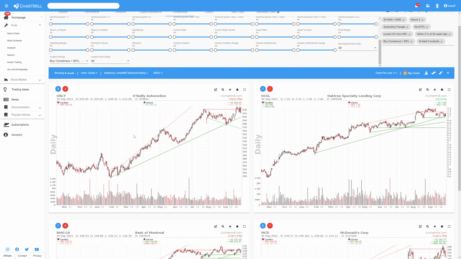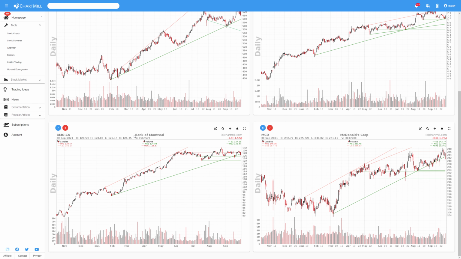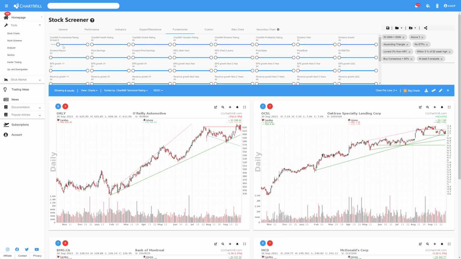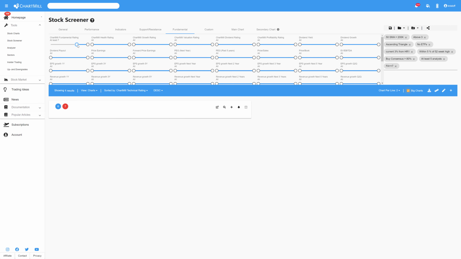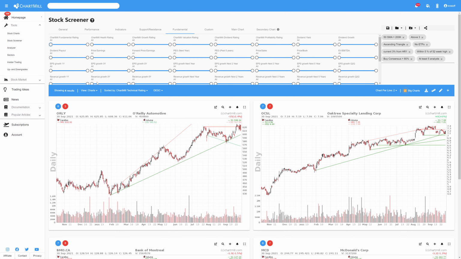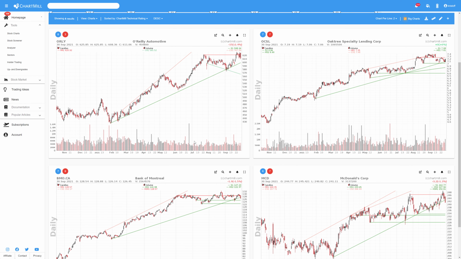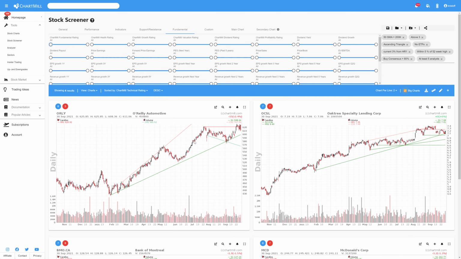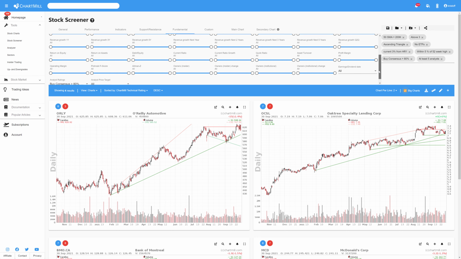In this way you can continue to fine-tune the selection. If I would further set a condition that the ChartMill fundamental rating must show at least a score of 7 out of 10, then only the McDonald's stock would satisfy all the set filters. To be clear, these results are in no way automatic buy or sell signals. But by using filters, ChartMill succeeds in showing you only the stocks that meet your selection criteria. And based on this selection and further analysis by yourself, you can then decide which stocks have the most potential to be traded technically and or fundamentally.